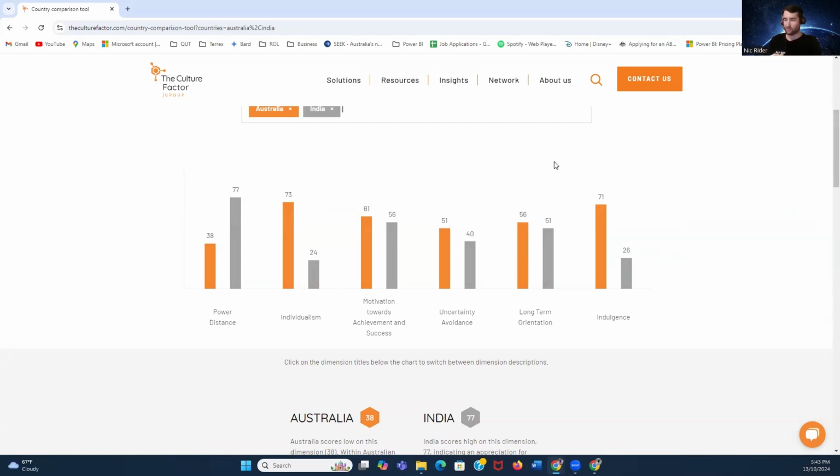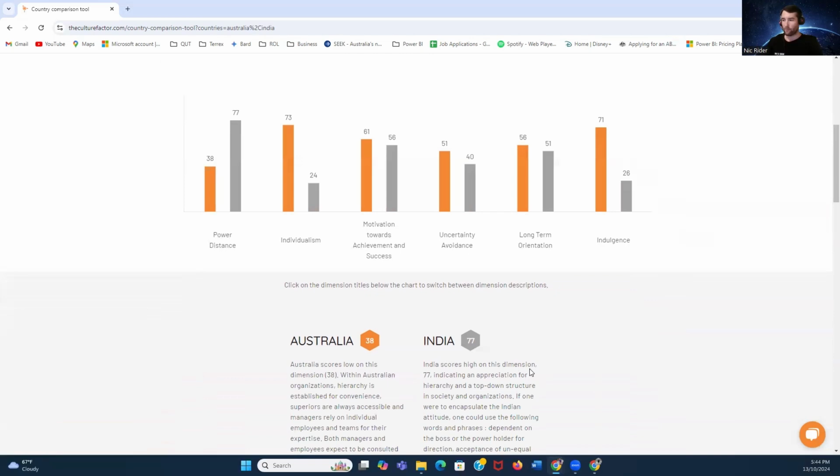We have a look at individualism here. Australia is a lot more of an individualistic culture versus India, which probably works a little bit more together in groups. Motivation towards achievement and success is pretty similar, which means a good business relationship could be developed. Uncertainty avoidance, we're pretty close there. Long-term orientation, pretty close. And then indulgence, again, Australia overindulges a lot more than what India does, which may be a little bit more conservative in a particular area.